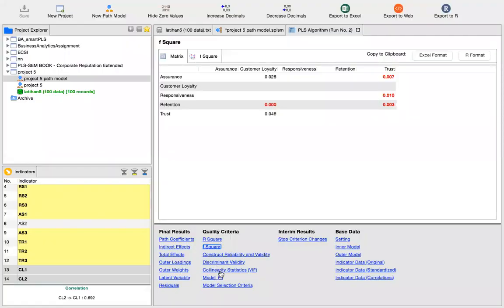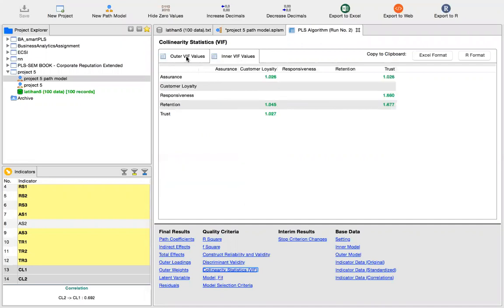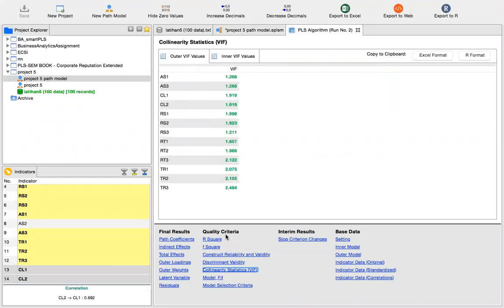Okay, we'll check the collinearity statistics. So in this collinearity statistics, all the values must be between 1 and 3, both in the outer VIF values and the inner VIF. And it's all in green because all the values are between 1 and 3. So it means that it is good.